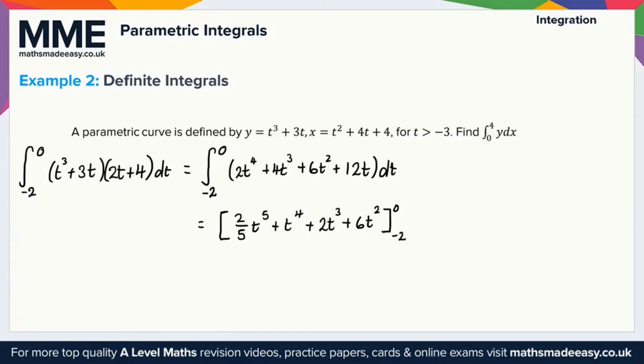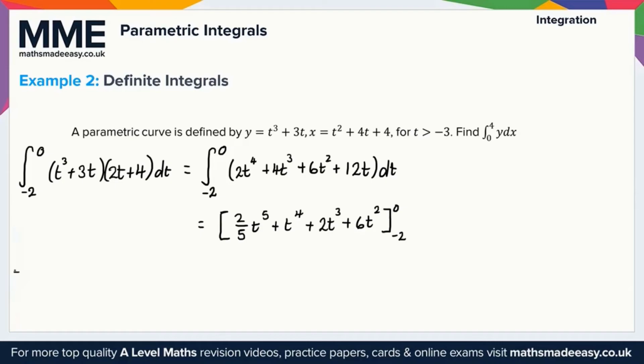And all we need to do now is simply substitute our limits in. Okay, so remember, we're going to substitute the 0 in first, our upper limit, and then we will substitute the lower limit in. Okay, so we should just about have enough room here to substitute our limits in. So remember, what we're going to do now is substitute the upper limit in first. That's going to be 2 over 5 times 0 to the power of 5.